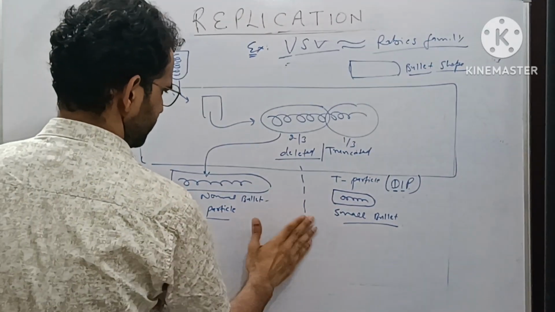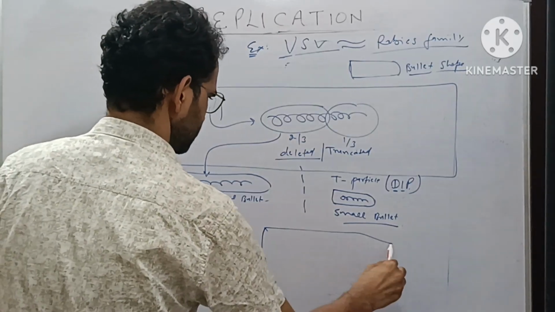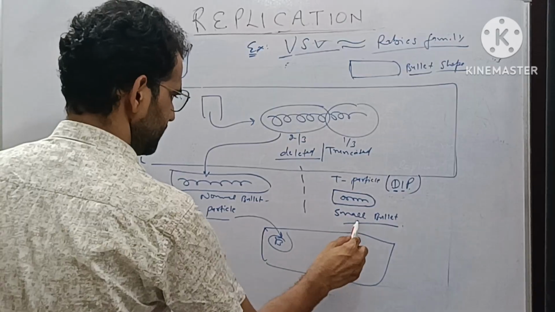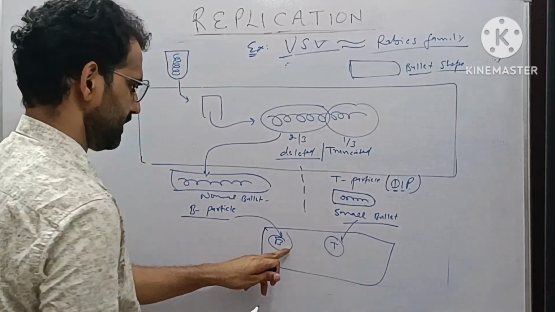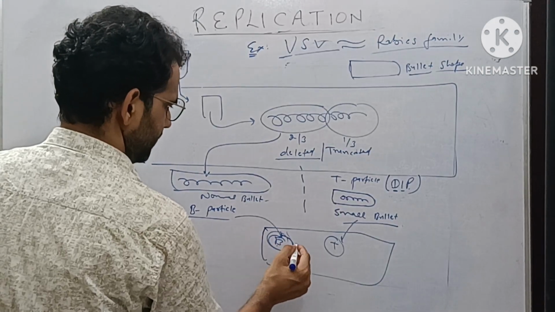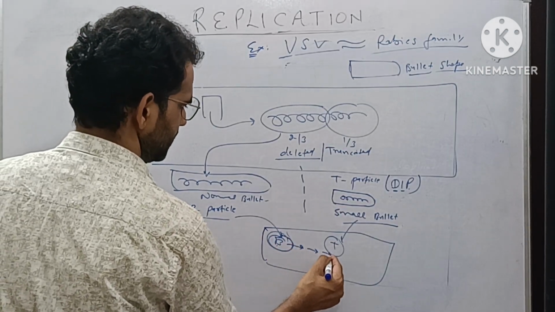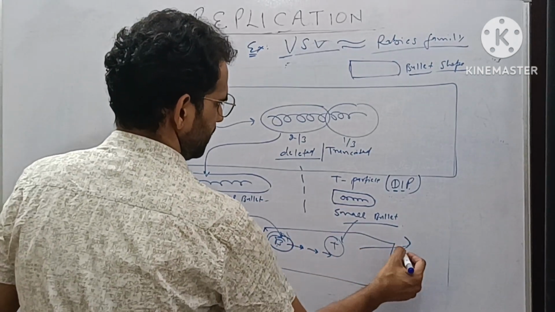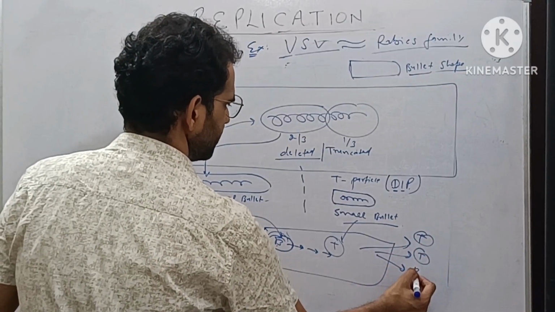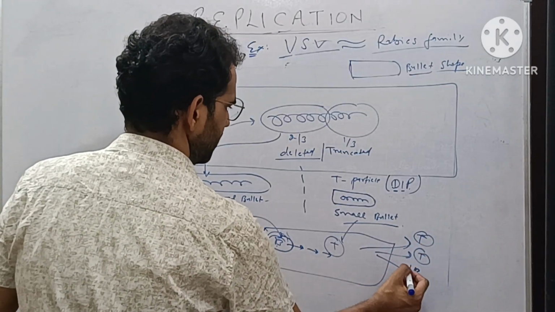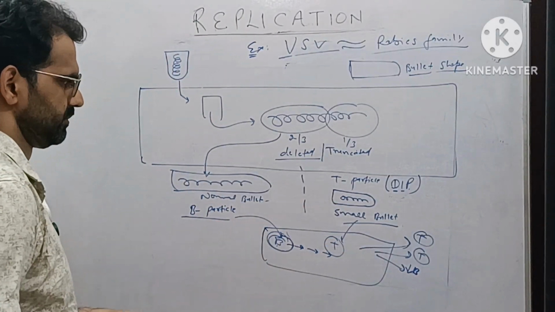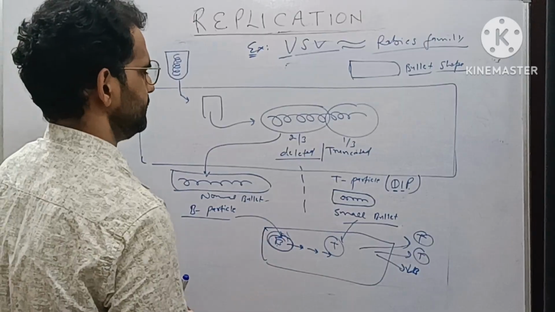Again, if this B particle and this T particle infect the same cell, then B will provide help to the T particle and they will multiply. So T will come more and B will come less. This is the result of the next passage or next application.